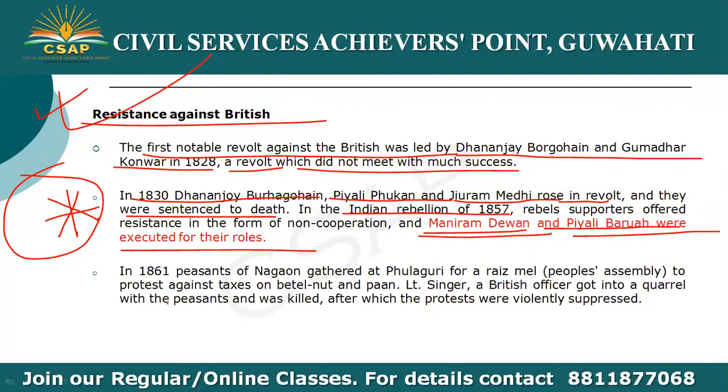In 1861, peasants of Nogaon gathered at Phulaguri for a raij mel, that is a People's Assembly, to protest against taxes on betel nut and pan. As the Assamese community has the habit of using pan tamul, there were taxes imposed on the betel nut and pan, and one British officer got into a quarrel with the peasants and was killed, after which the protests were violently suppressed.